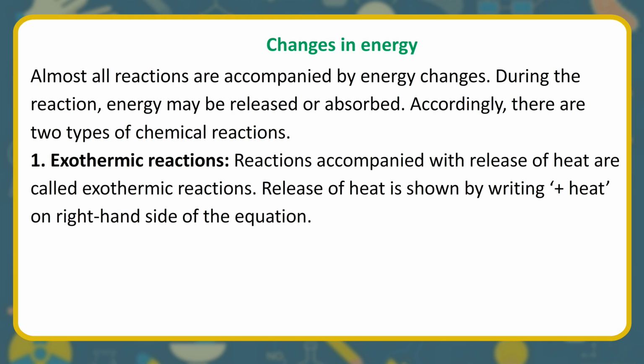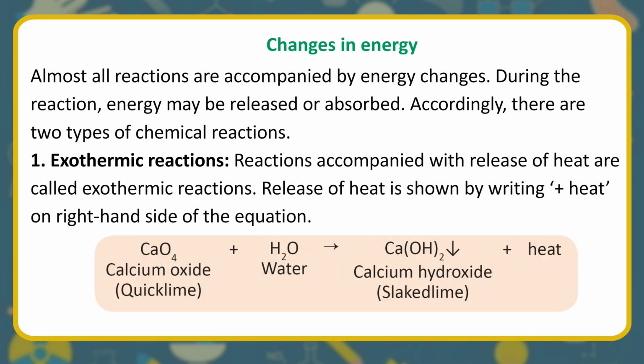Almost all reactions are accompanied by energy changes. During the reaction, energy may be released or absorbed. Accordingly, there are two types of chemical reactions. 1. Exothermic reactions. Reactions accompanied with release of heat are called exothermic reactions. Release of heat is shown by writing plus heat on the right-hand side of the equation.